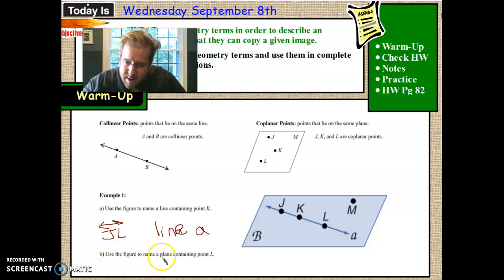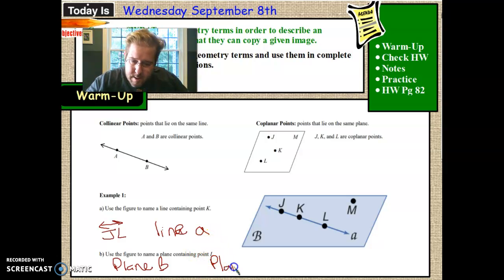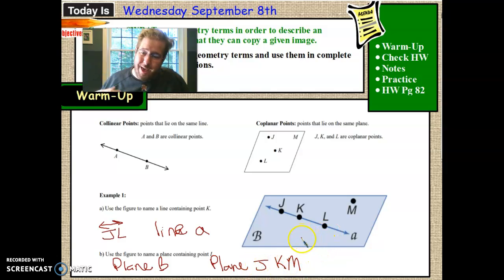B says use the figure to name a plane containing point L. There's a couple of ways to do that. I could say plane B, or I could name 3 non-collinear points. Keep in mind, B is the name of the plane, and I know that because it's in italics, or I could say plane JKM. The only thing you can't do here is say plane JKL.